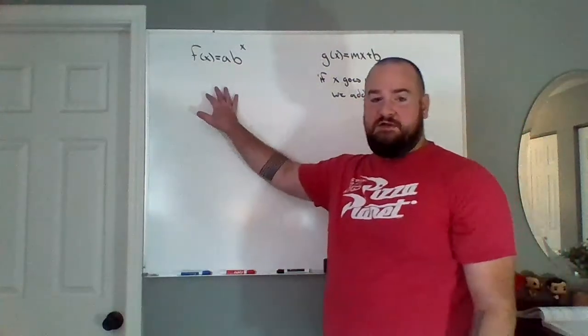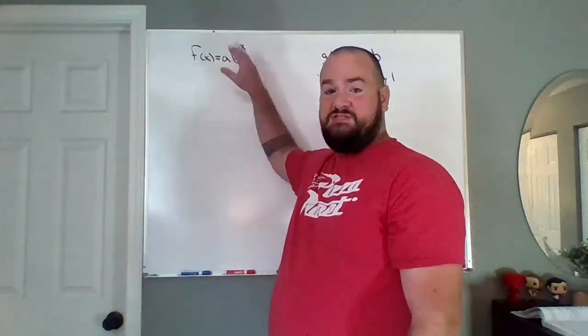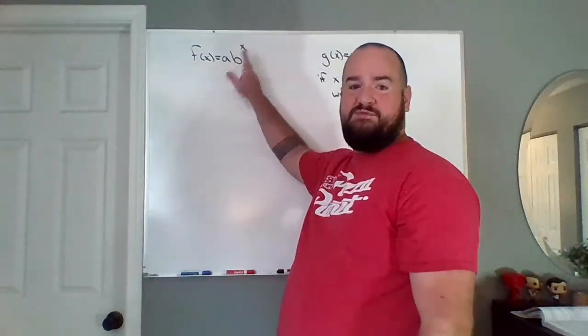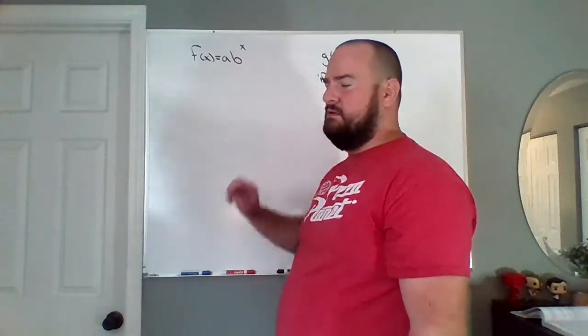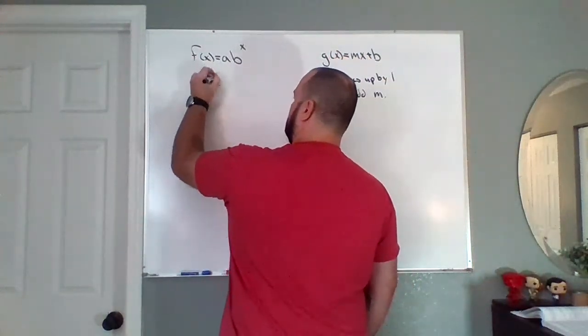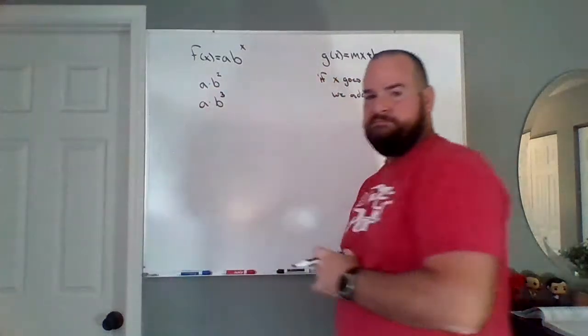What happens over here? If x goes up by 1, so let's just say, for example, x is 2. So we have a times b squared. If x goes up by 1, that means we have a times b cubed. So let's write that. A times b squared, a times b cubed.